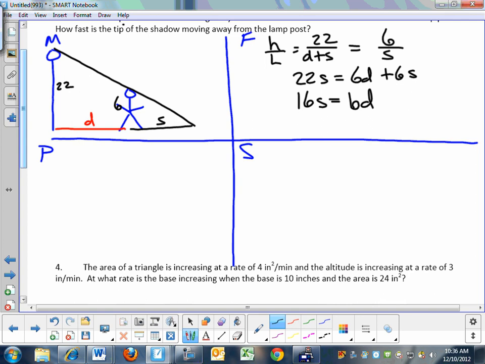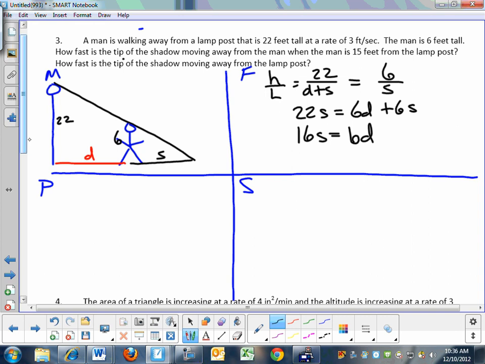What are we trying to solve for? The first question says, how fast is the tip of the shadow moving away from the man? So we want to figure out this distance that the tip of the shadow is from the man, so we want to find S prime. So we're looking for S prime. If I take a derivative of this, will I get an S prime? Yes.